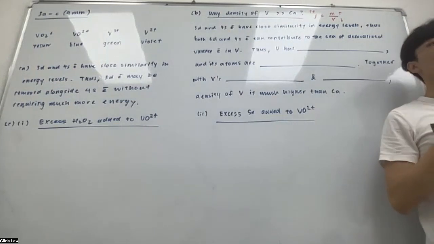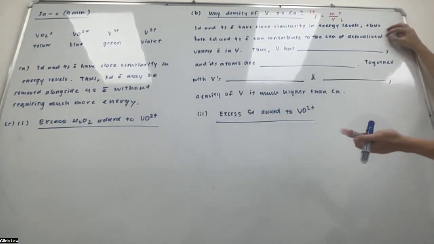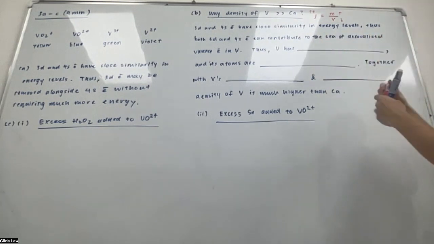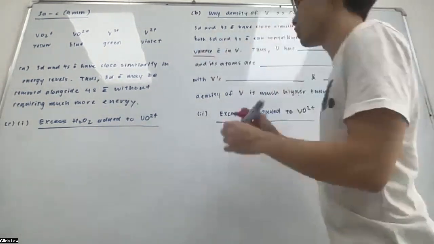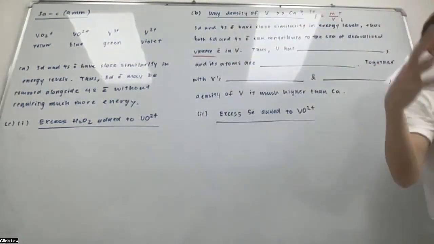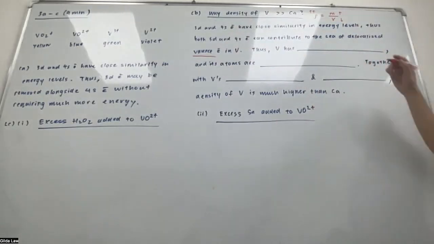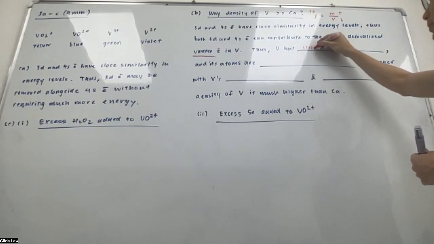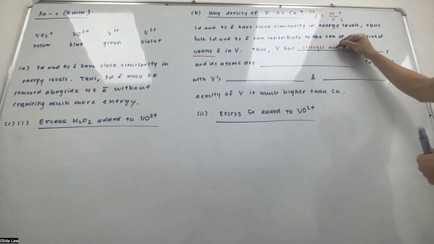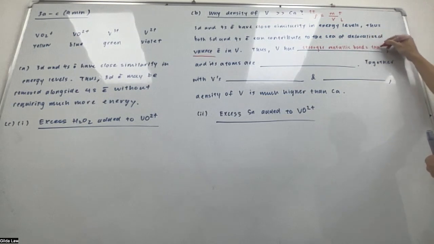Why do transition metals have much smaller volume? It's because of this first big chunk over here. I first thought about how 3d and 4s have similar energy levels, so they both can contribute to the sea of delocalized valence electrons. Where am I getting at? First of all, take note, it's only valence electrons in a metal that can be delocalized, not all the electrons. So specify valence. What I'm trying to get at is that vanadium, or transition metals in general, have stronger metallic bonds than an s-block metal like calcium.